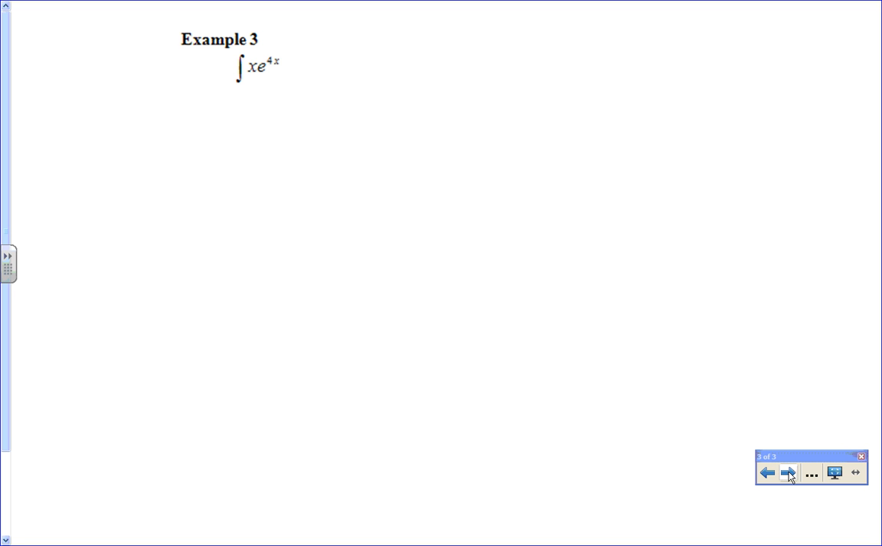So here we could try making u 4x, right? Then du is 4, but then I'm still kind of missing that x in there, right? So this isn't going to get any better with substitution. Try it, but you're not really going to get anywhere. Well, that means we have one other option, and that's integration by parts. So we have to substitute everything.